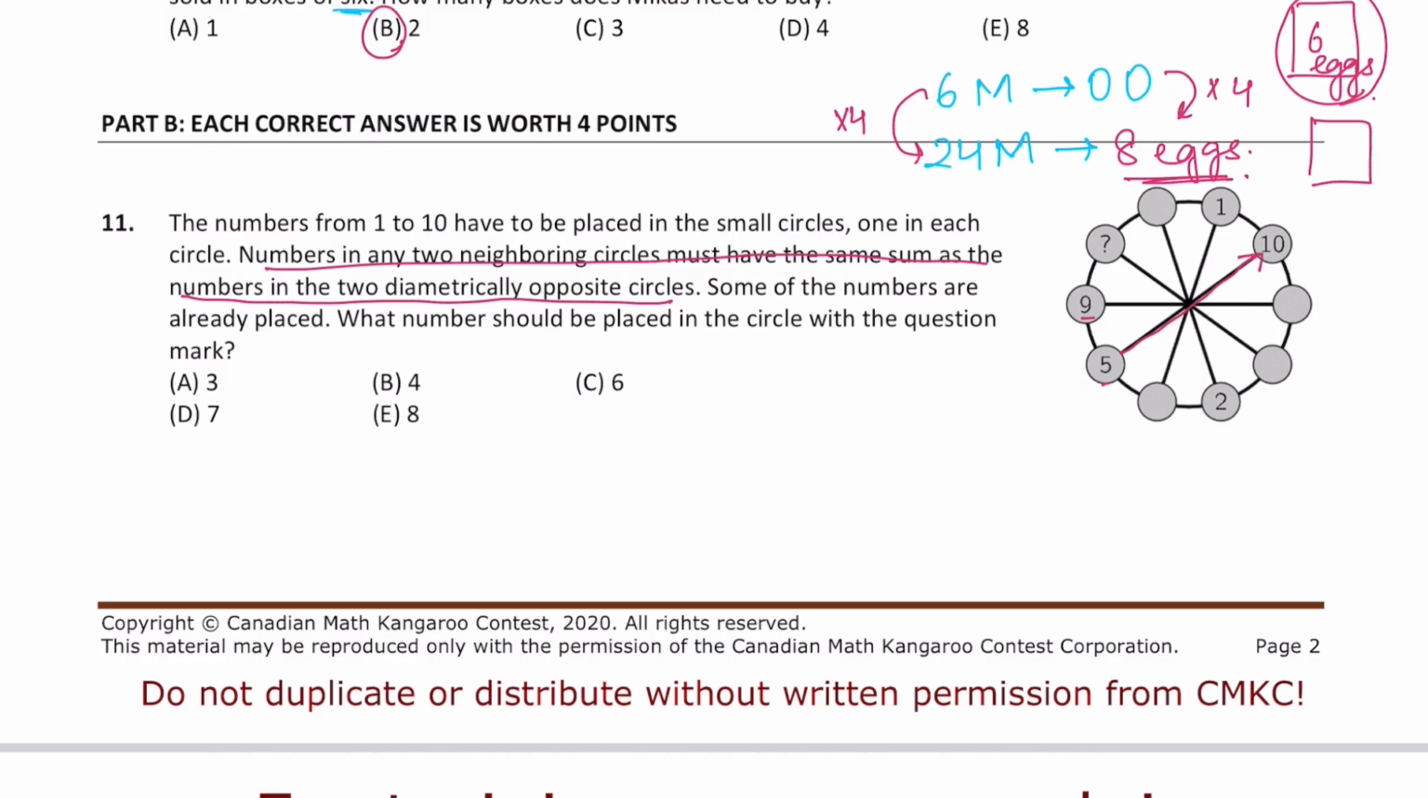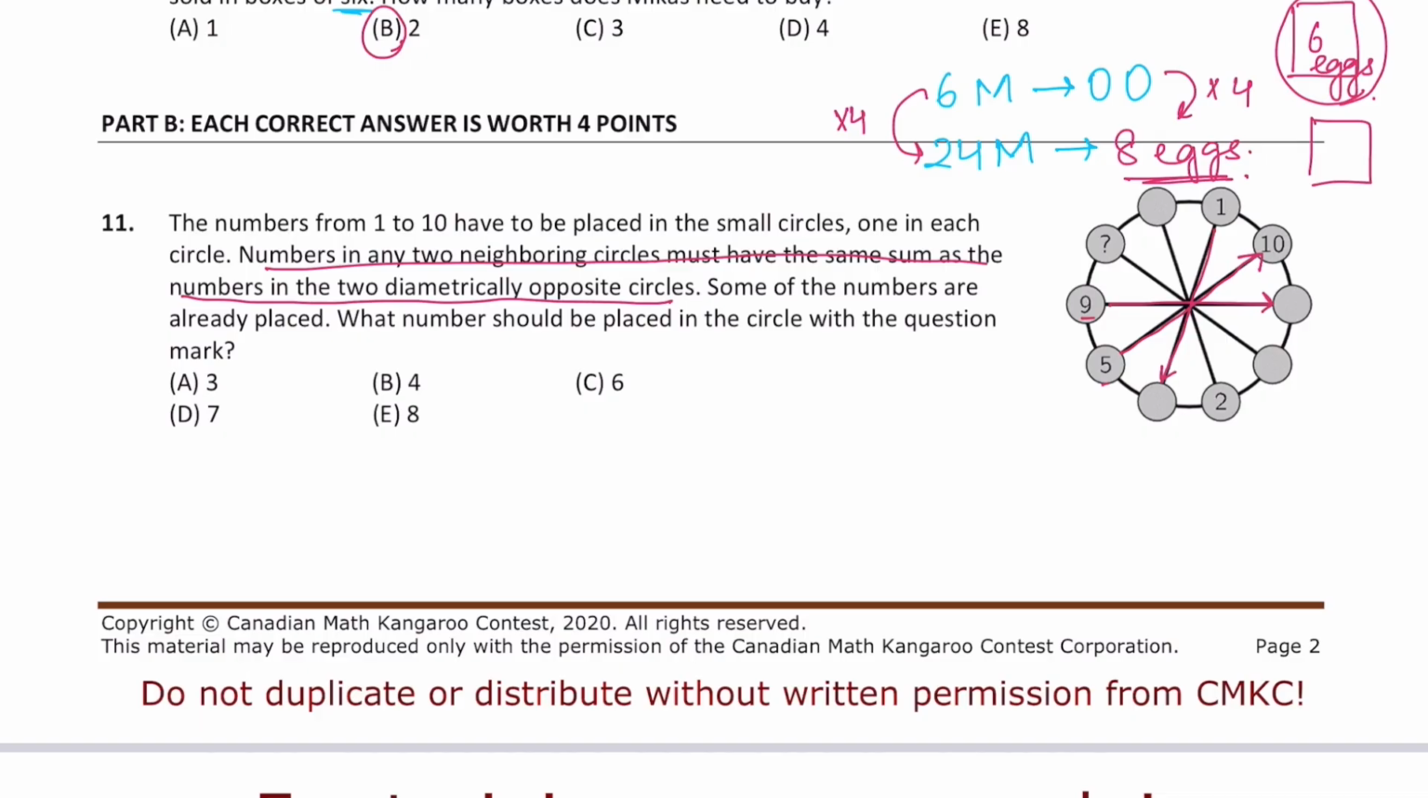Opposite to 5 is 10. Opposite to 1 is an empty circle. Opposite to 9 is an empty circle. Some of the numbers are already placed. What would you place in the circle with a question mark?